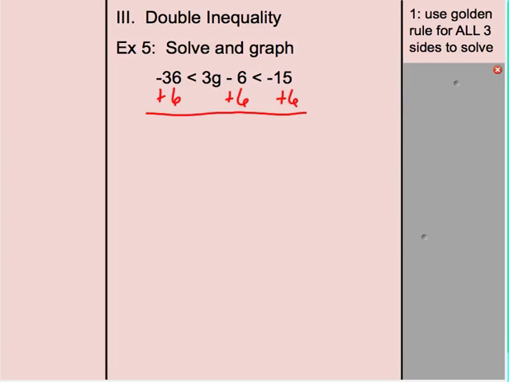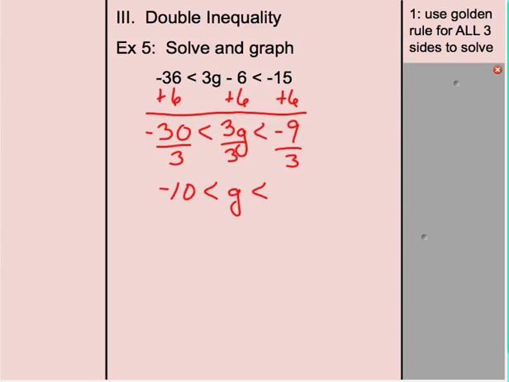So on the far left, we've got negative 36 plus 6 is negative 30. I'm starting to dig myself out of debt. Adding doesn't flip the inequality. In the middle, the negative 6 cancels. Less than negative 15 plus 6 is negative 9. Again, kind of digging myself out of debt there. To finish solving for g, I will divide by 3, and I will do that to all 3 sides of my inequality. So negative 30 divided by 3 is negative 10, less than g, my 3's cancel, less than negative 3.